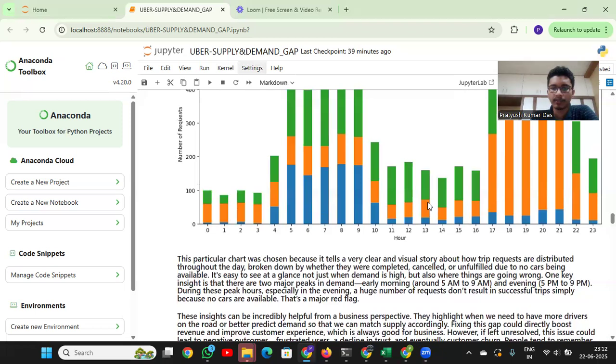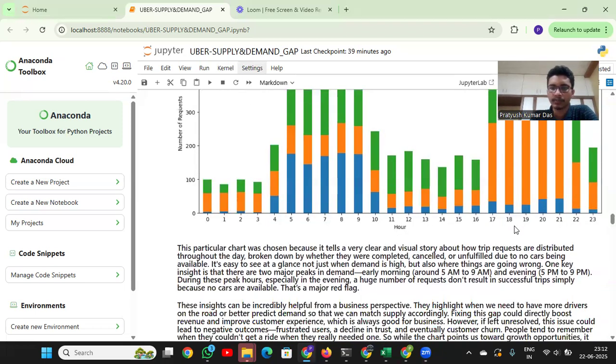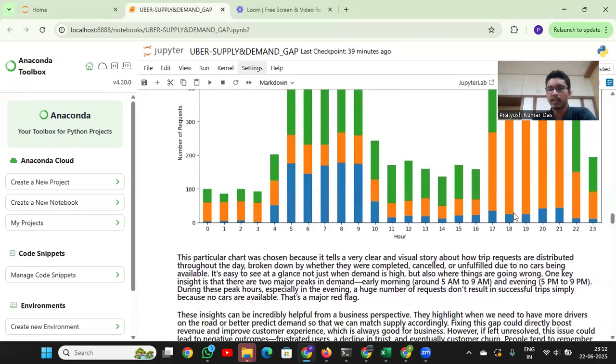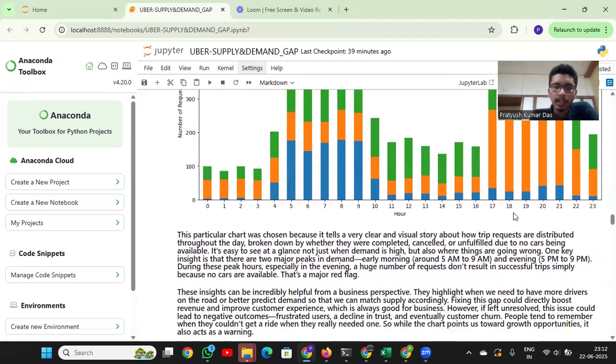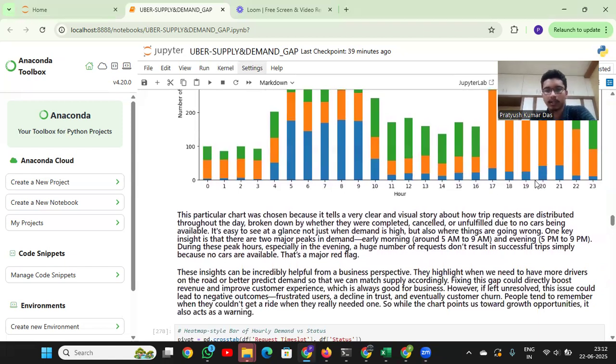But during these peak hours, especially in the evening, a huge number of trips didn't result in successful trips simply because no cars were available. So that's a major red flag. And these insights can be incredibly helpful from a business perspective.